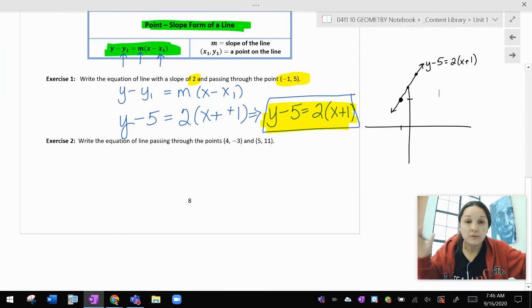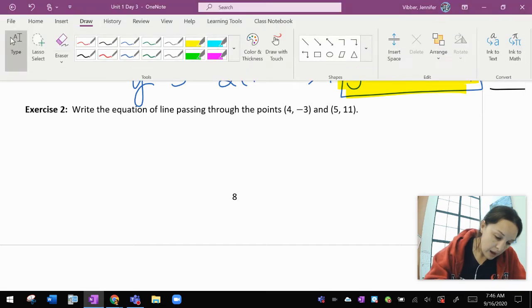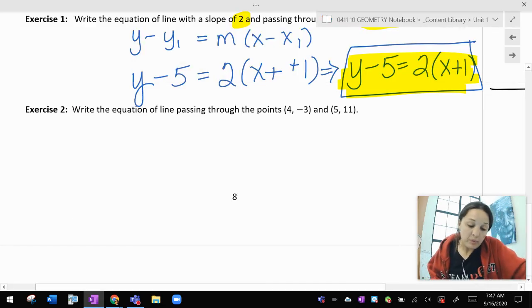All right, enough pontificating on my part. Let's do this quickly so you can see that it's really not that bad. I'm going to use pink. Write the equation of a line passing through the points 4, -3, and 5, 11.